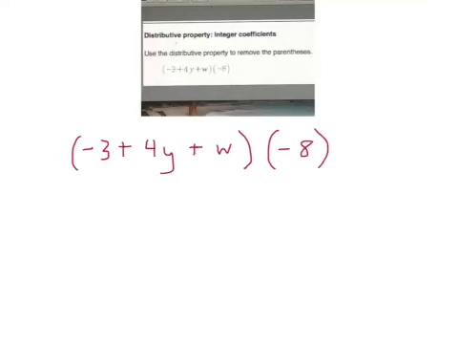Okay, here's some help trying to solve a distributive property problem with integer coefficients. If you remember, this is a taste the rainbow situation. What's going to happen here is that the -8 in parentheses is going to have to multiply everything in the parentheses on the left. Each one of those three terms is going to be multiplied by -8.